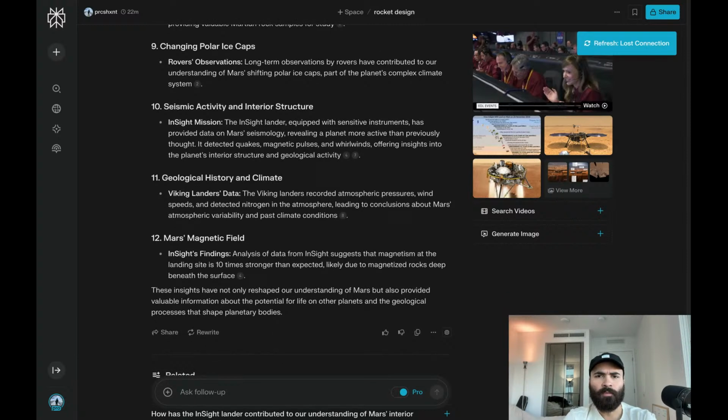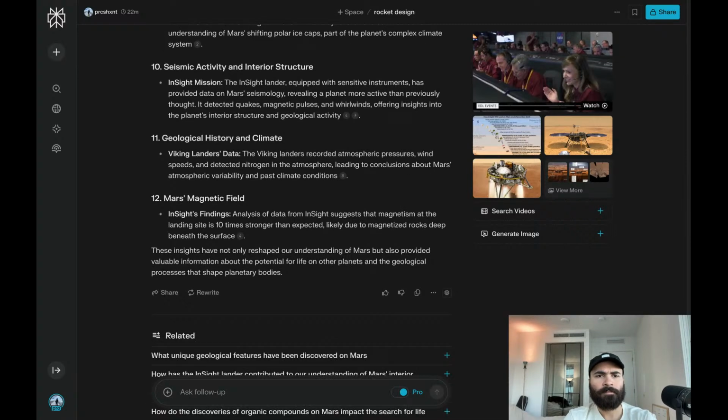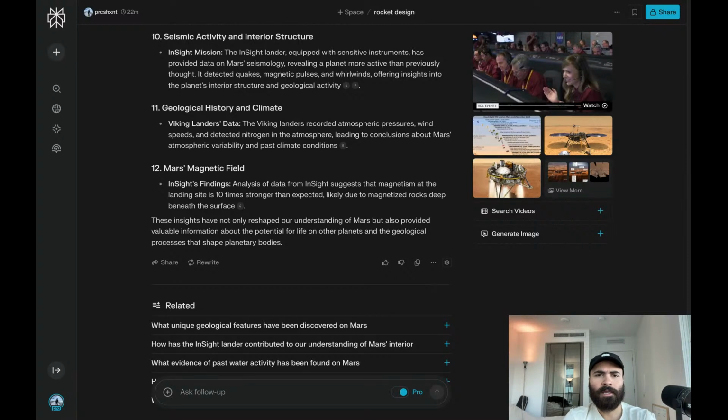Long-term observations by rovers have contributed to our understanding of Mars' shifting polar ice caps, part of the planet's complex climate system. The InSight lander, equipped with sensitive instruments, has provided data on Mars seismology, revealing a planet more active than previously thought. It detected quakes, magnetic pulses, and whirlwinds, offering insights into the planet's interior structure and geological activity.